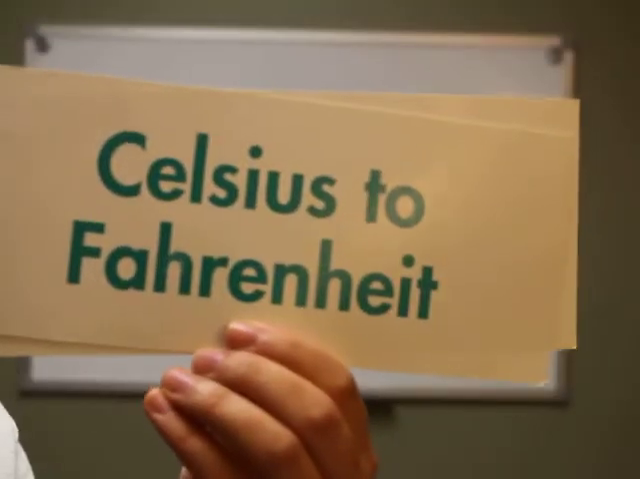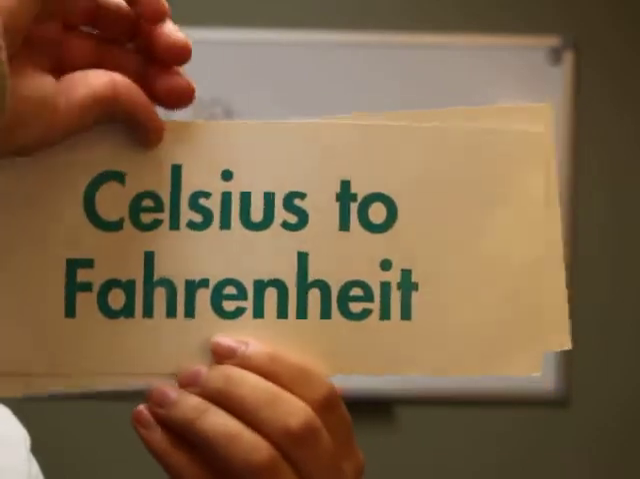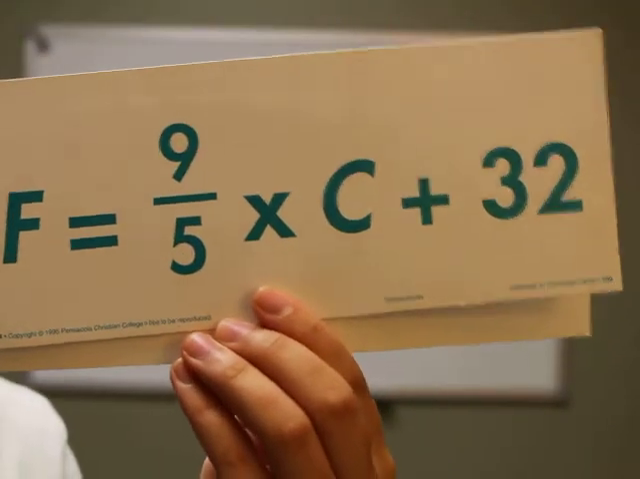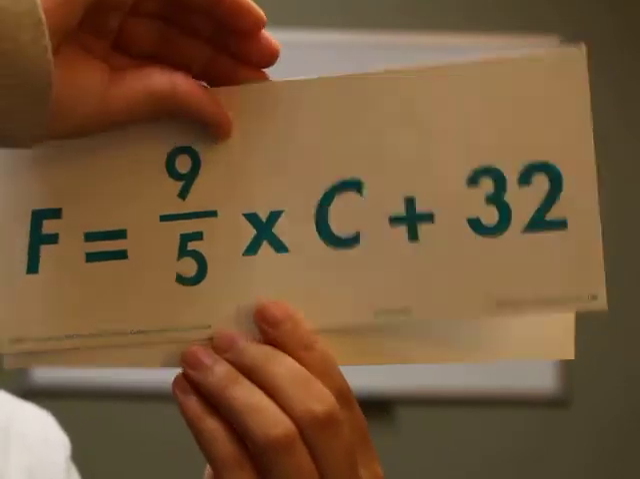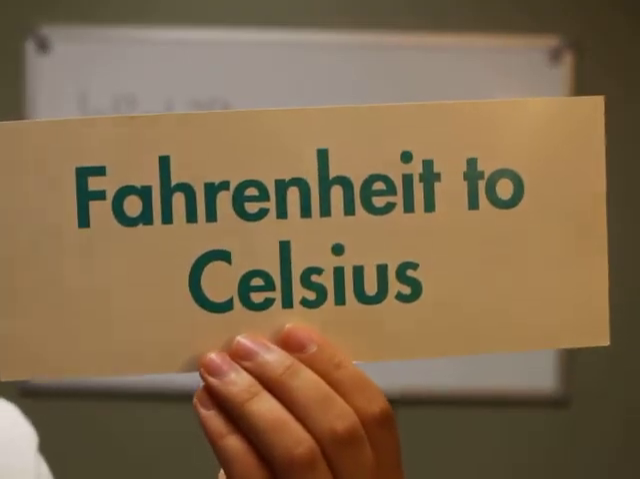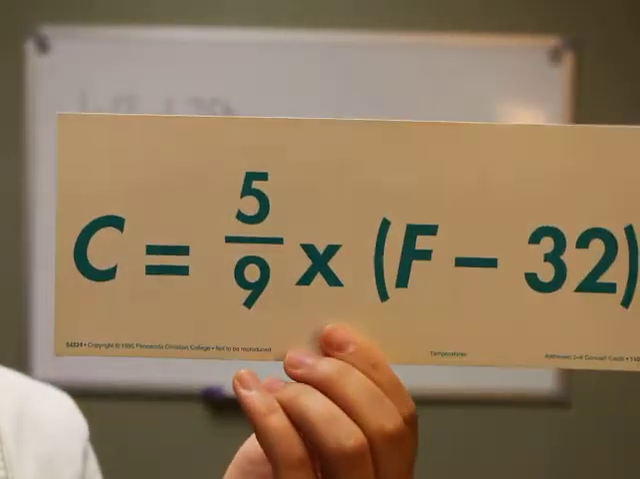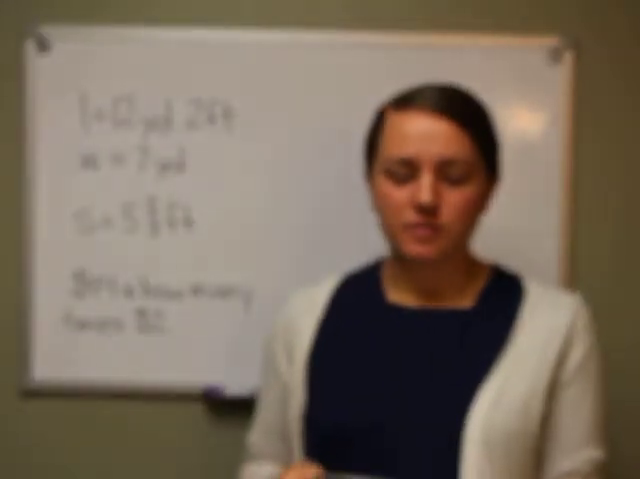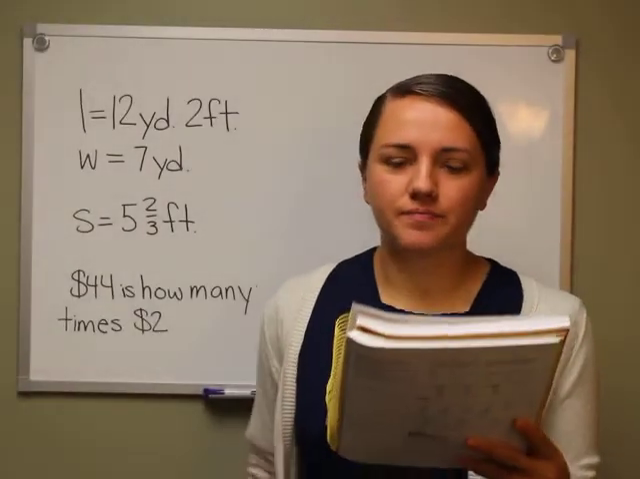Let's turn these around. What is the formula for converting from Celsius to Fahrenheit? F equals 9/5 times C plus 32. Formula for converting from Fahrenheit to Celsius. C equals 5/9 times, in parentheses, F minus 32. Very good. I have a couple more story problems for you again this morning, so listen closely.